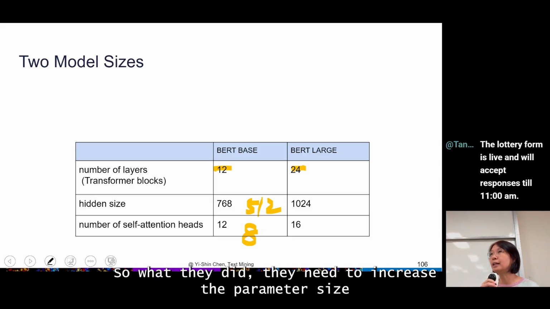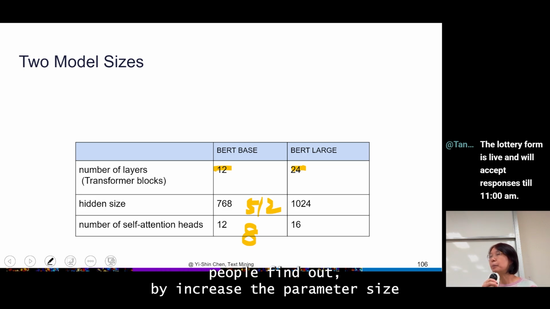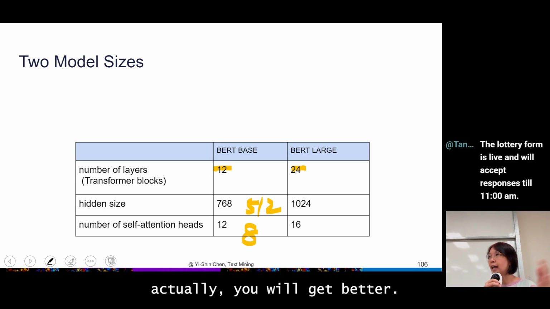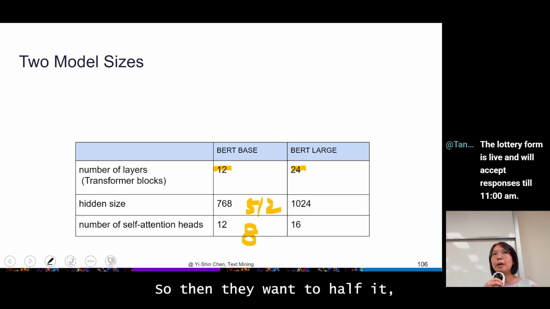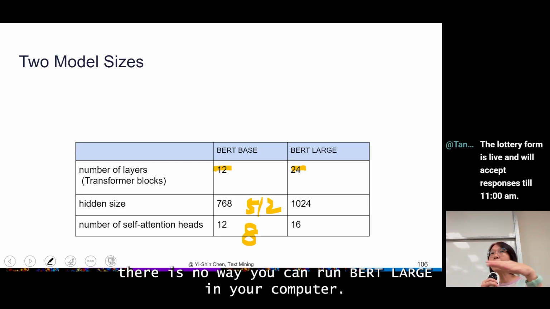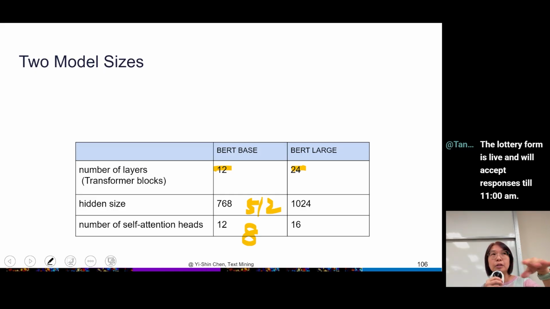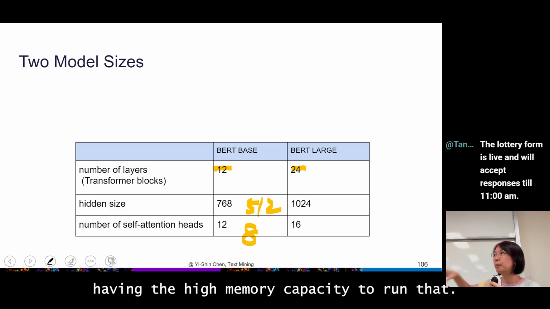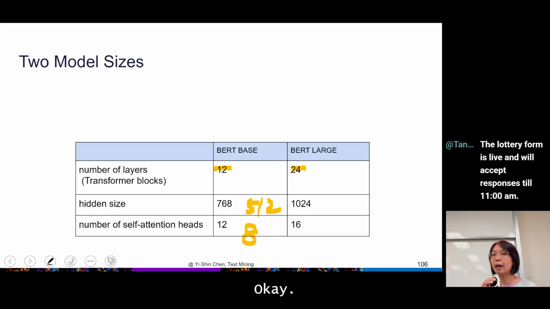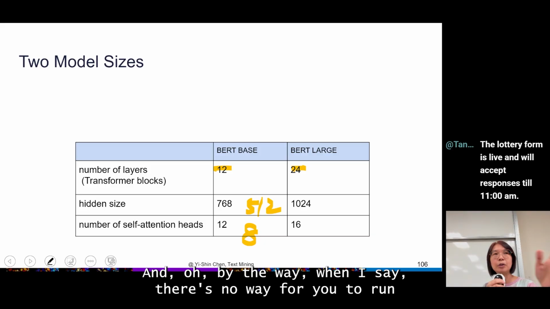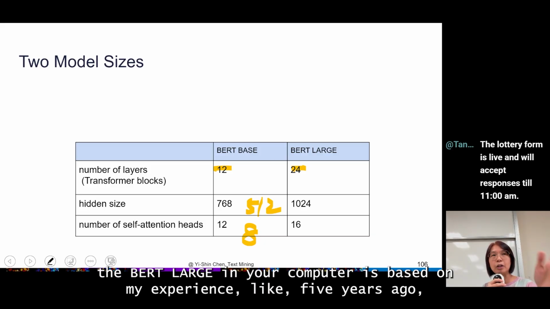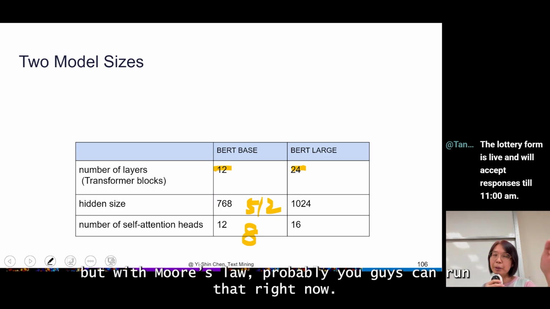Around that time, what they did was increase the parameter size. People found out that by increasing the parameter size, you actually get better results. But they know the size is big. BERT large is so huge. There's no way you can run BERT large on your laptop. You really need a GPU with a high memory capacity to run that. And by the way, when I say there's no way for you to run BERT large on your computer, it's based on my experience from like 5 years ago. But with Moore's law, probably you can run that right now.